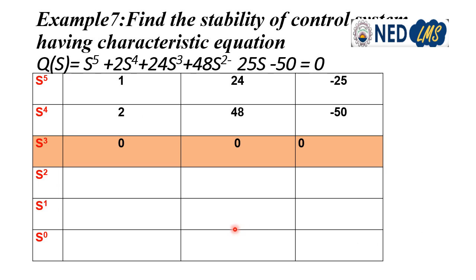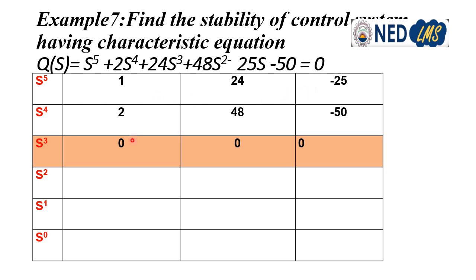This is another example. Find the stability of the control system having the characteristic equation s raised to the power 5 plus 2s raised to the power 4 plus 24s cubed plus 48s square minus 25s minus 50 equals 0. So we have started with s raised to the power 5, then s raised to the power 4, s cubed, s square, s raised to the power 1, s raised to the power 0. The coefficient of s raised to the power 5 is 1, the coefficient of s cube is 24, and the coefficient of s is minus 25. So we have written in the first row 1, 24 and minus 25, the alternate coefficients.